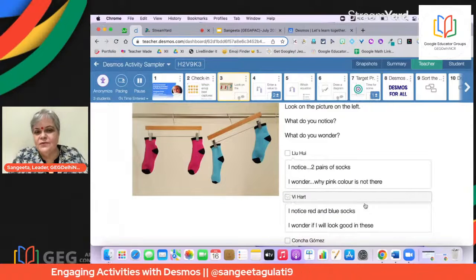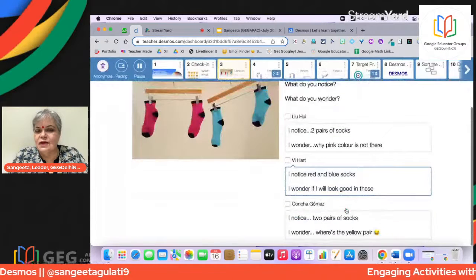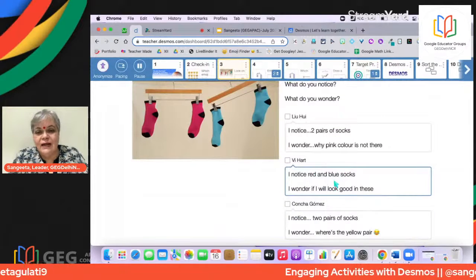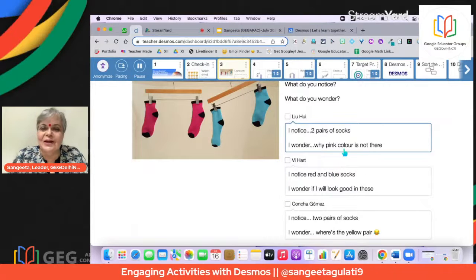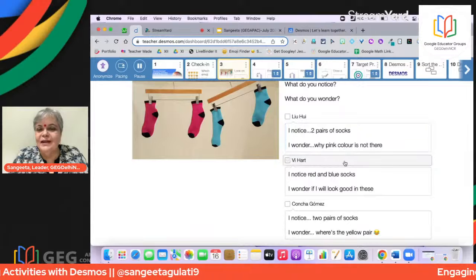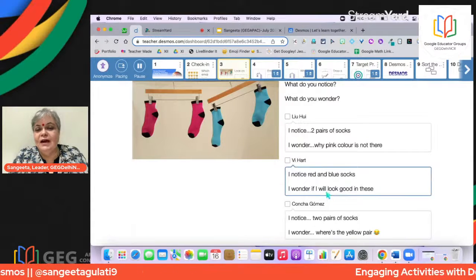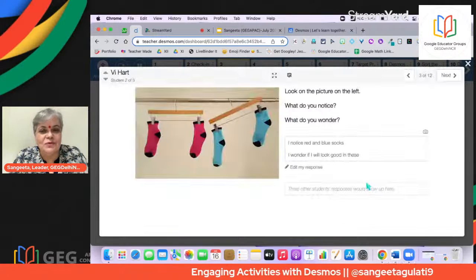So there are just a pair of socks there, right? What do you notice? Yes, there are two pairs of socks. The other student says, I notice red and blue socks. And then wonder, I wonder why pink color is not there. Yeah, definitely. My favorite pink is not there. I wonder if I will look good in these. Isn't that a wonderful thought coming from a student?